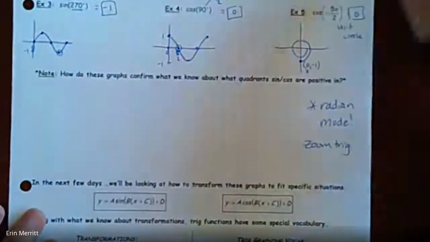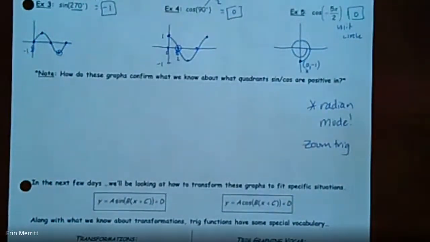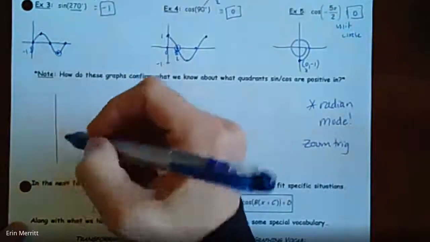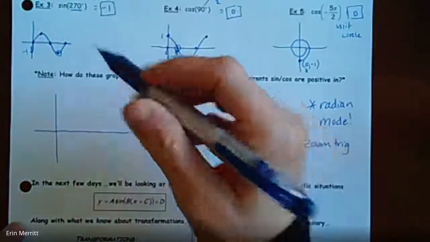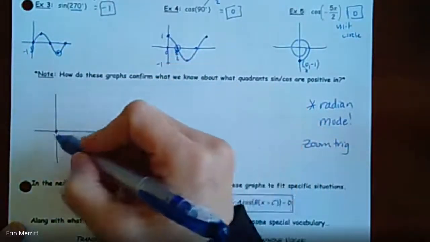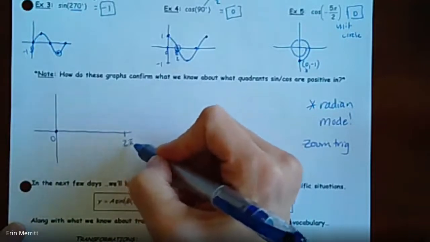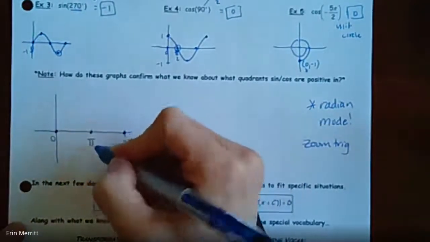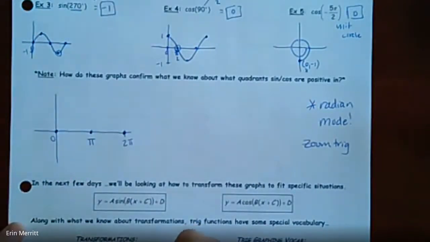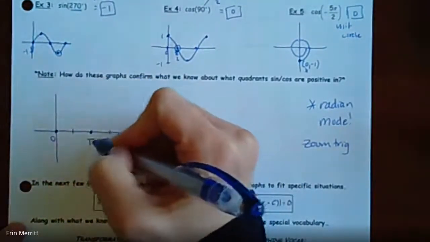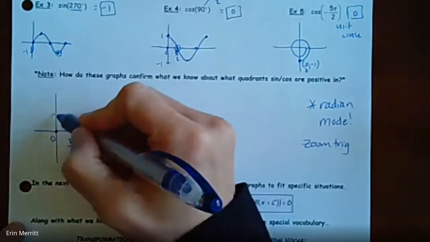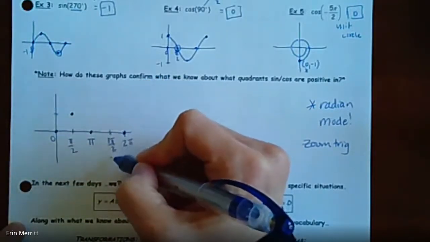When it says, how do the graphs confirm what we know about the quadrants and where they're positive or negative? I don't want to spend a ton of time on that, but if I use the sine curve as my example, the sine curve starts at 0, ends at 2 pi, and hits dead center at pi. There's 3 of my anchor points. All right, halfway between each of those, so pi over 2 and 3 pi over 2, it hits top at 1 and it hits bottom at -1.